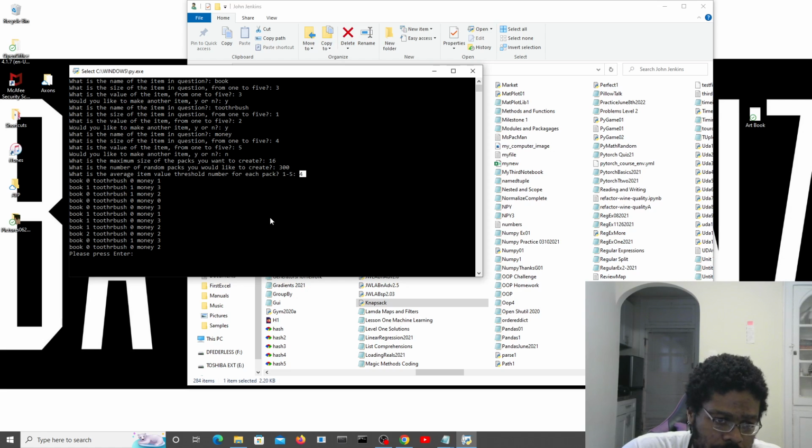So that was my solution for the knapsack problem. This one has a size of 8 because there's two monies, and an average value of 5, which is above the 4 threshold. Yeah, so that is my solution for the knapsack problem.